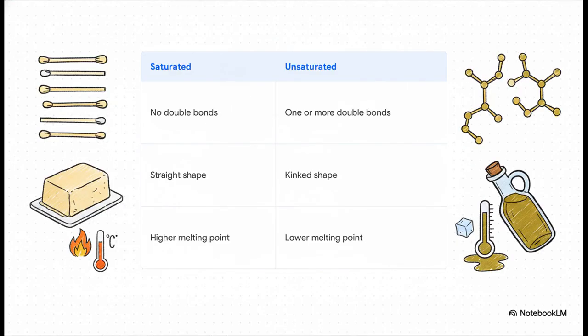And this is where it all comes together. That tiny difference in shape, it has huge consequences. Saturated fats, since they're straight, can pack together really tightly. That's why they tend to be solid at room temperature, think butter, and have a higher melting point. Unsaturated fats, with their kinks, can't get so close, so they're usually liquids with a lower melting point, like olive oil. See, shape is everything.